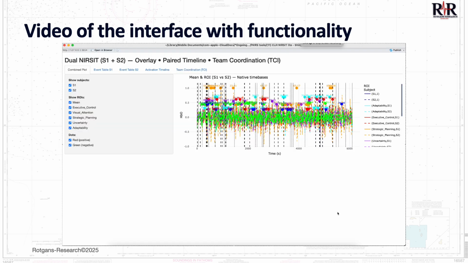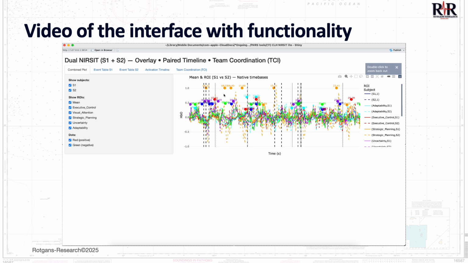Example. To bring it all together, we have an interactive interface that shows all the information we discussed before and more. It is fully customizable and can be extended to a larger crew size.